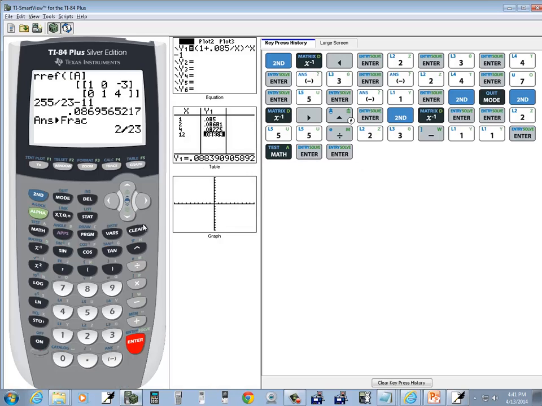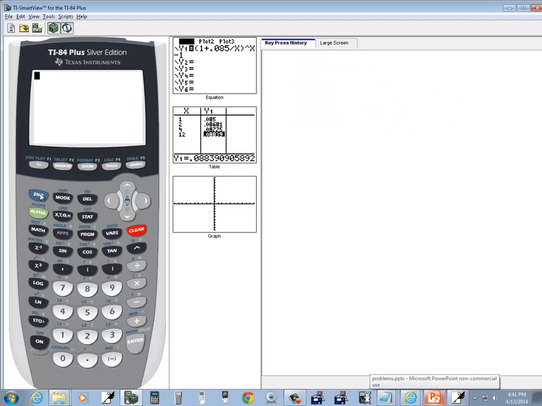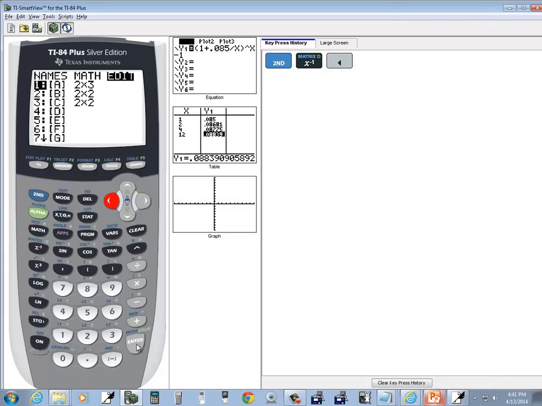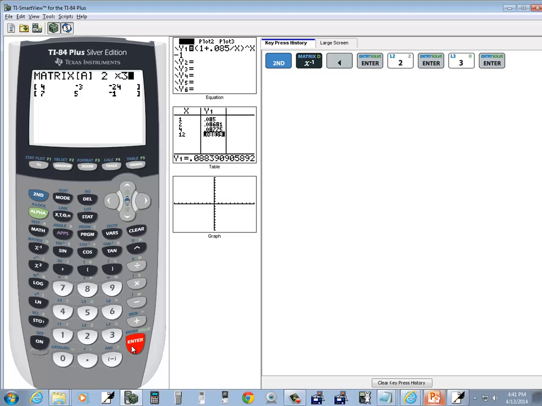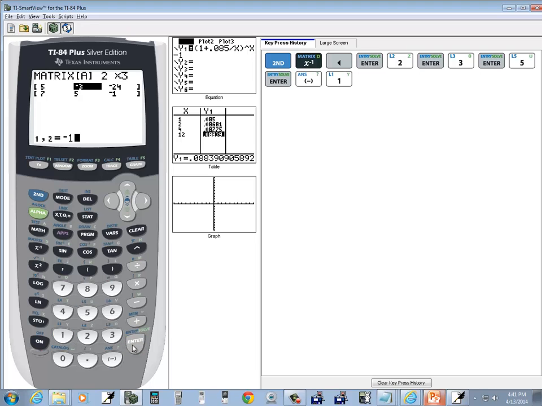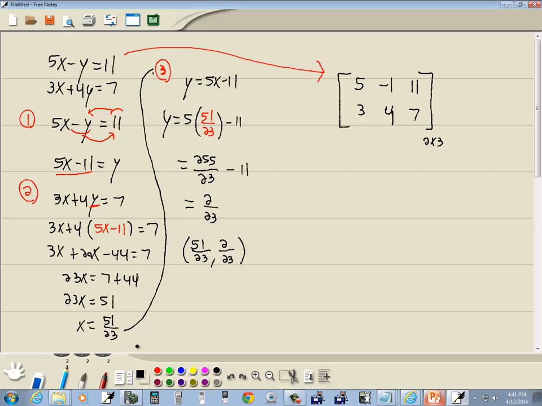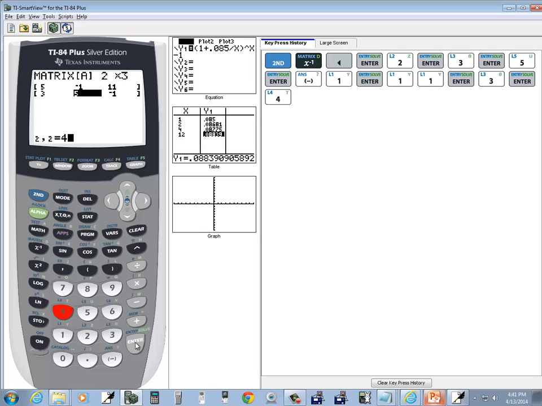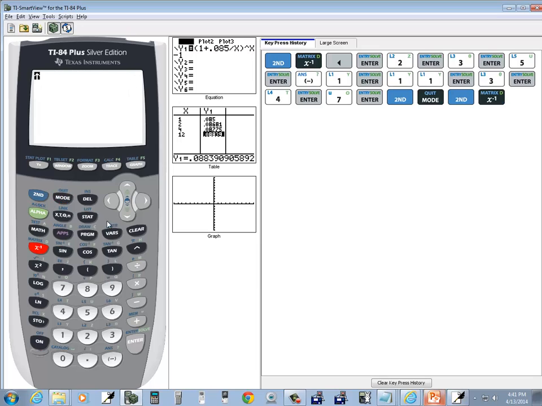So let's go enter this in. I'll do second, x inverse, go to my matrix, and go over to edit, do enter on A. It's 2 by 3, so do 2 enter, 3 enter. And I got 5 enter, negative 1 enter, 11 enter, 3 enter, 4 enter, 7 enter.